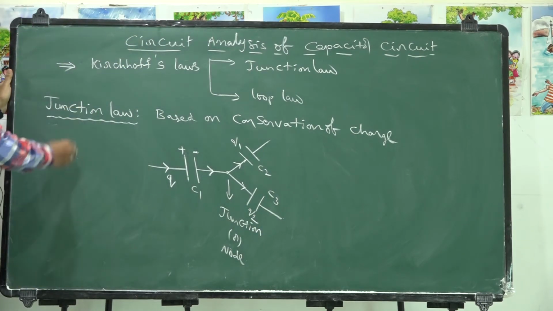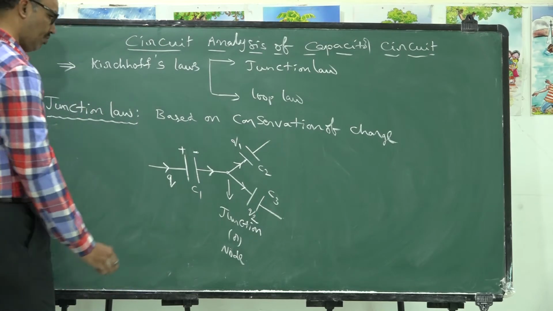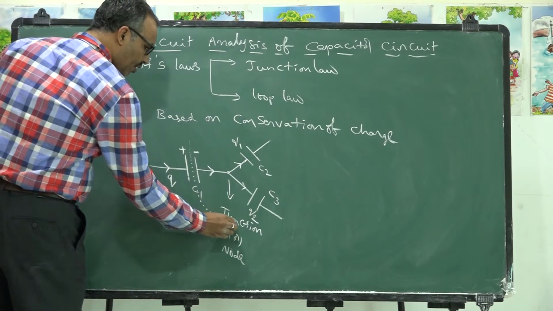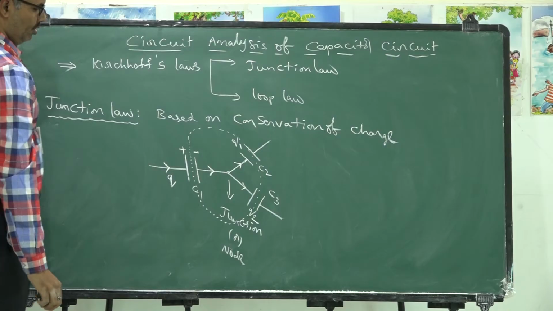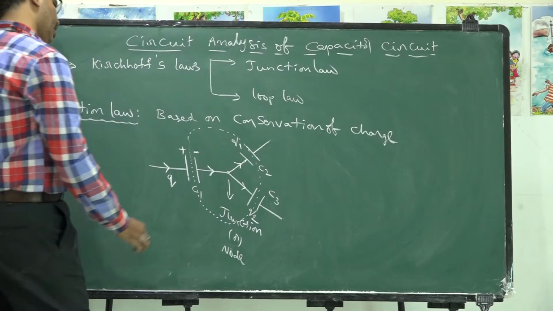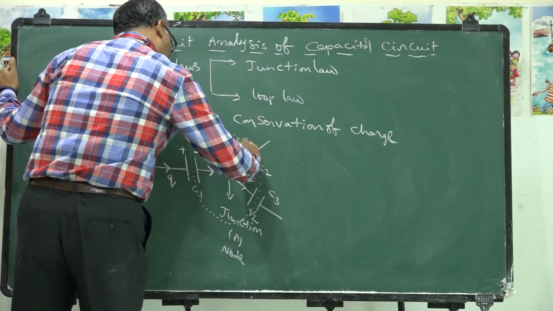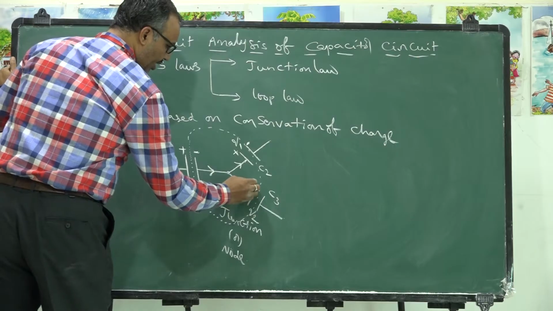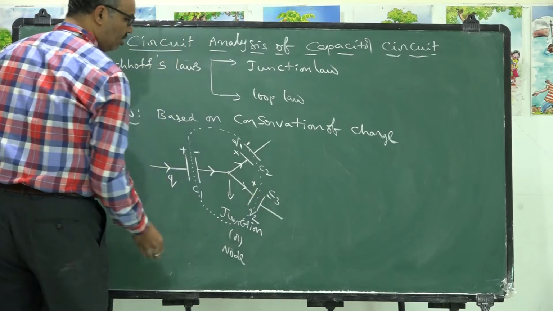In order to understand the junction law, we should take some isolated part of the circuit. Isolated means which is individual, which is not dependent on anybody. Suppose I consider this part of the circuit, this part is called isolated part of the circuit. Here on this capacitor plate plus Q1 is available, here minus Q1 is available. Similarly here plus Q2 is available, here minus Q2 is available. Q2 is the total charge stored here.